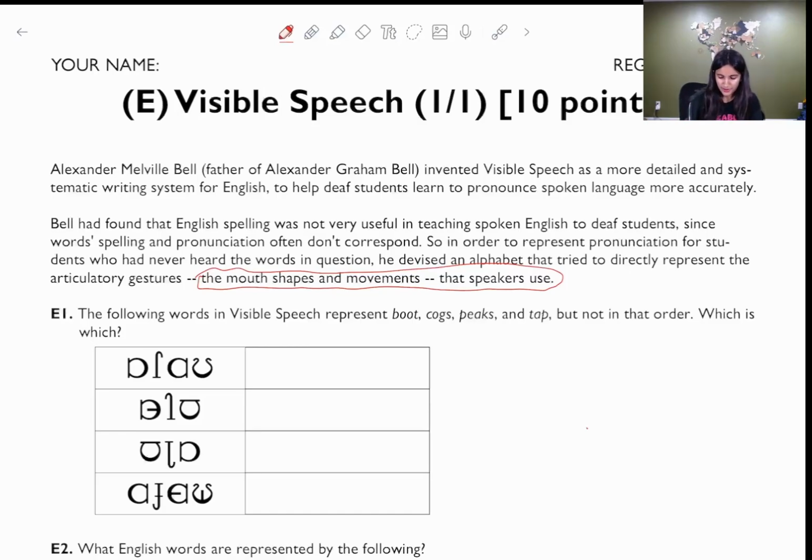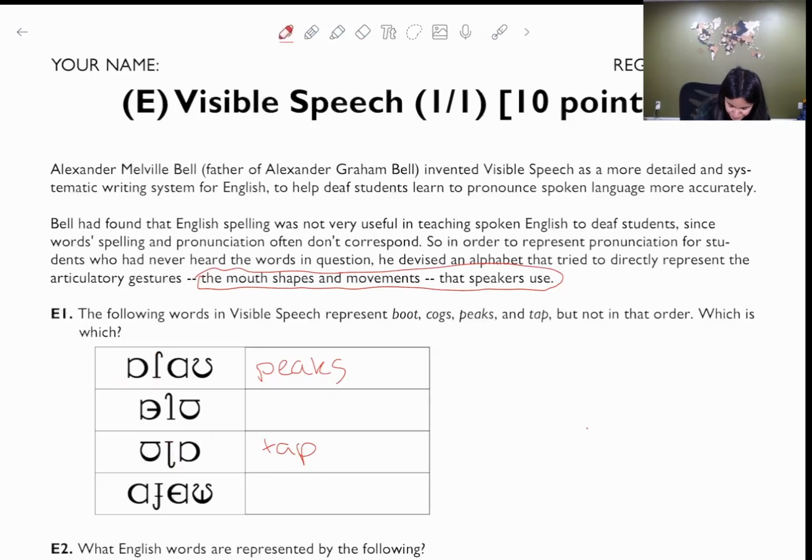So, right off the bat, we notice that peaks and tap have a very similar sound. Like, we have p in the beginning of peaks, and we have p at the end of tap. So, I'm going to try to see if one has the same sound at the beginning and the end. And one of them does. We have the same sound here, and we have the same sound here. So I'm going to safely assume this one is peaks, and this one is tap.